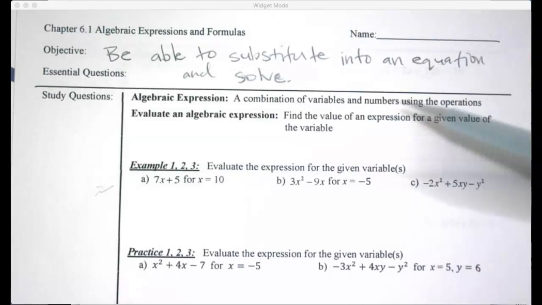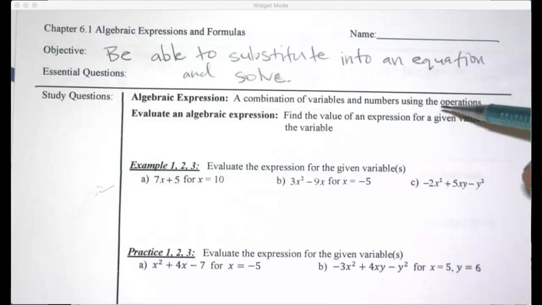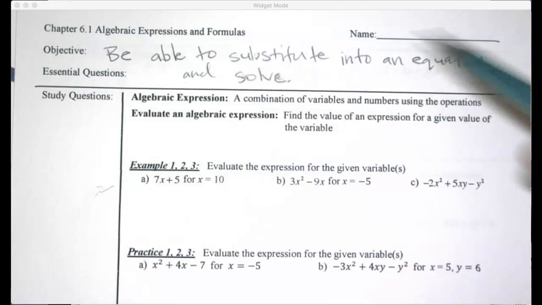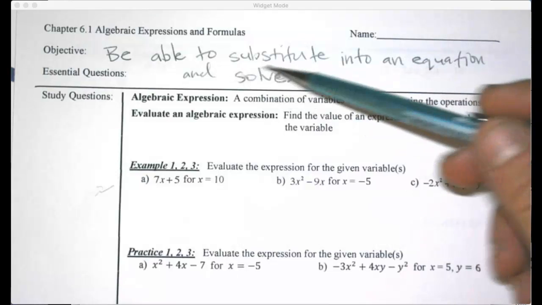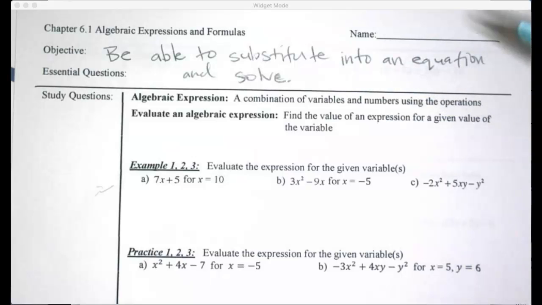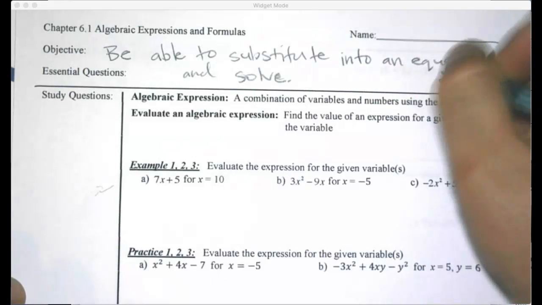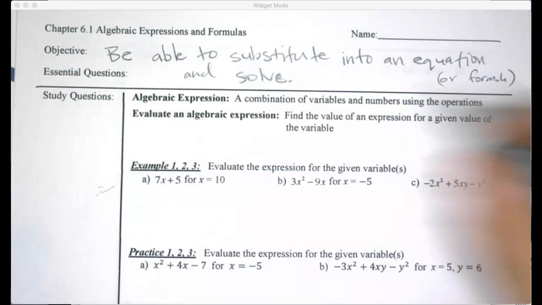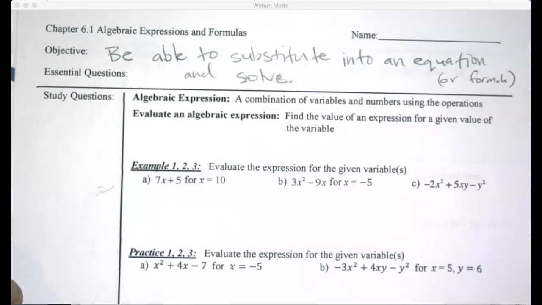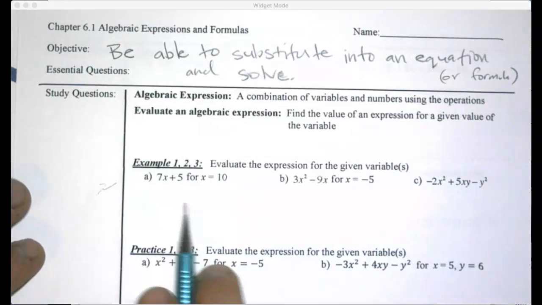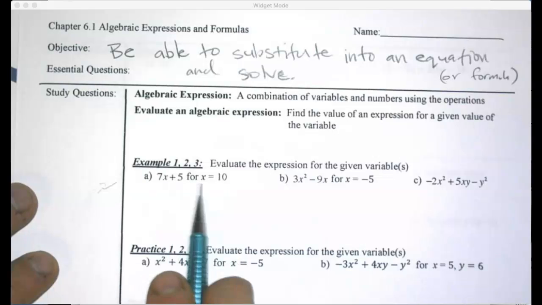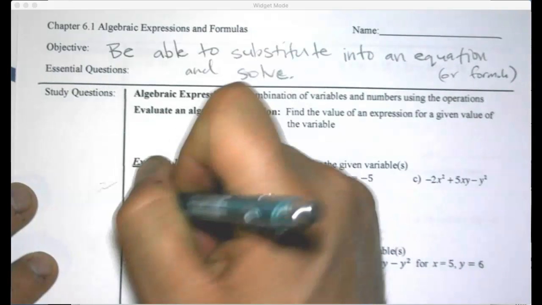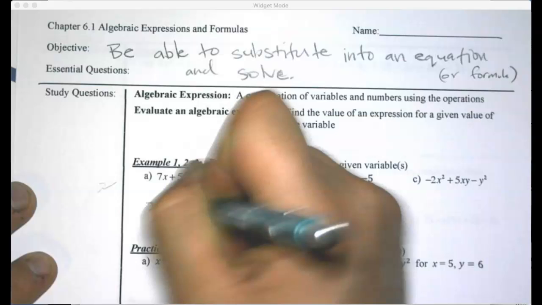So lots of skills you've seen before here, possibly a little more difficult than we're used to. Basically, you have to be able to substitute into an equation or formula and solve, or really calculate or evaluate. So move right along here. This one, 7x plus 5 for x equals 10. So plug in a 10 for x.